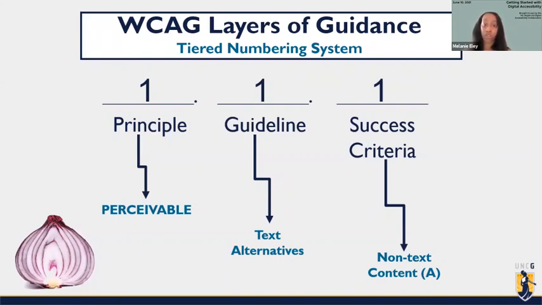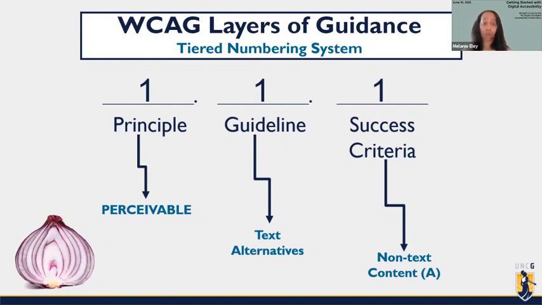Often you're going to use these as you're creating content, as you're building websites, and also, just as importantly, as you are testing websites for accessibility. In the example that I've got here, there's the 1.1.1, which is the success criterion for non-text content.